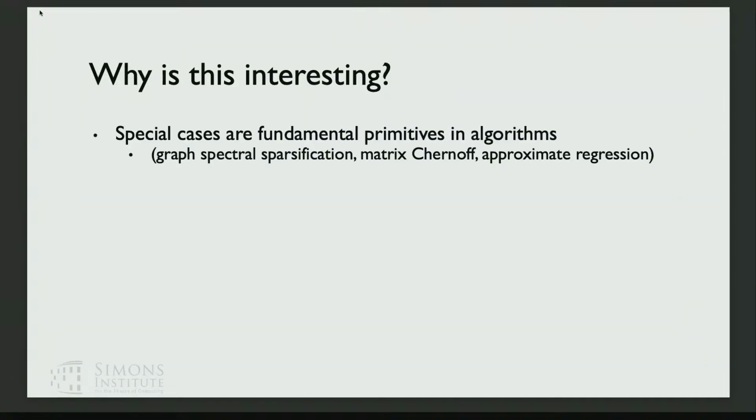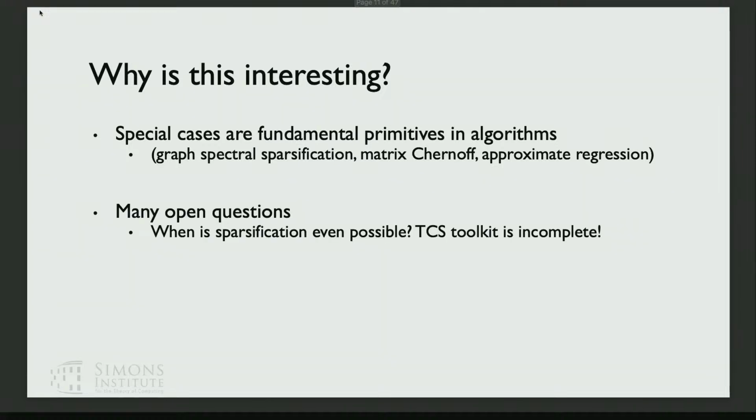So why is this problem interesting? Why do we need this full generality? It actually captures a bunch of interesting cases that are both useful in algorithms and also theoretically nice. Several of these are useful in algorithms, like graph sparsification, matrix Chernoff. Versions of this are good for approximate regression. And there are many open questions as to when this is possible. The TCS toolkit, the thing I learned in grad school, doesn't solve most of the things that I'm going to be talking about in this talk. You need to introduce some new ideas. And hopefully you'll find the results cool.